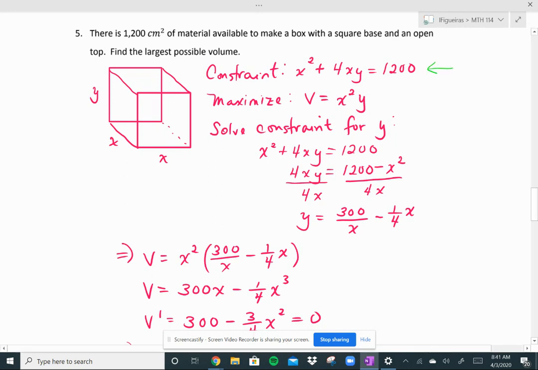The material is 1,200 centimeters squared. That means that we're adding up all the areas of the bottom part of the box and the 4 sides that make up the tall part of the box. So the bottom of the box is x squared, x times x. Each side panel has an area of xy, but we have 4 of them, so that's why it is x squared plus 4xy equals 1,200. That's our constraint. Think of a constraint as a restriction.